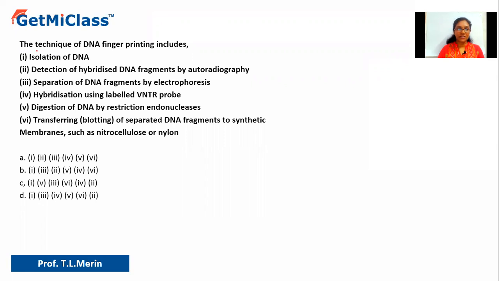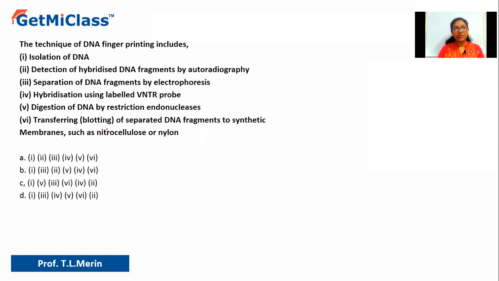So let's solve this question here. It says the technique of DNA fingerprinting includes: the first one says isolation of DNA, the second one says detection of hybridized DNA fragments by autoradiography, third one says separation of DNA fragments by electrophoresis, and the fourth step says hybridization using labeled VNTR probe, and the fifth one says digestion of DNA by restriction endonucleases.